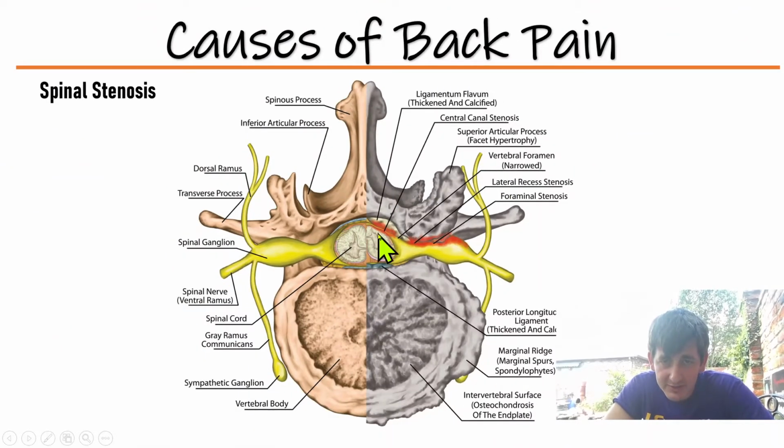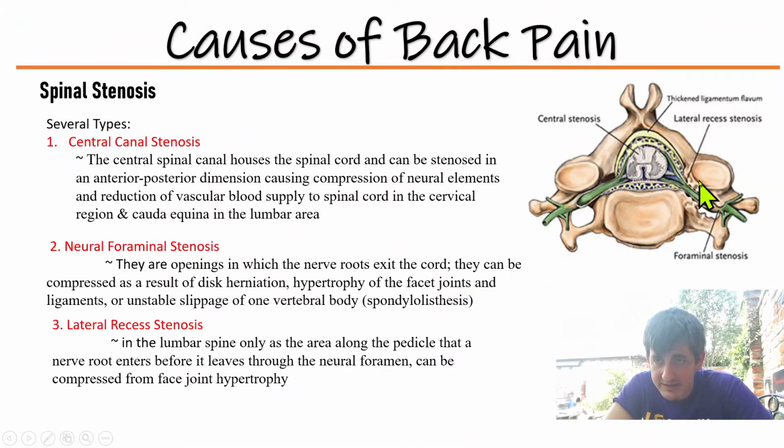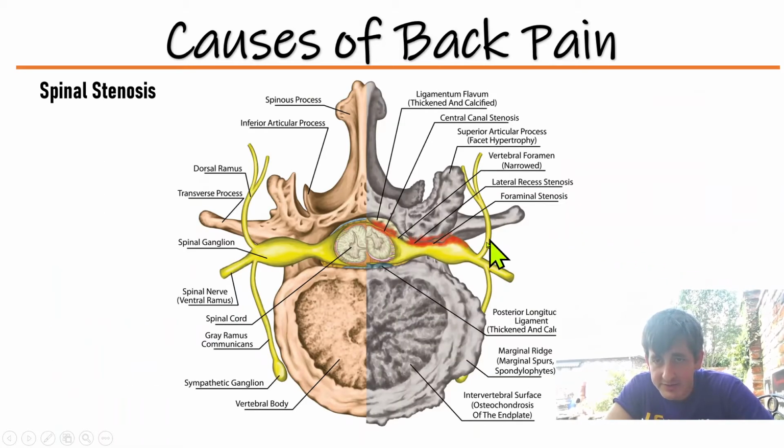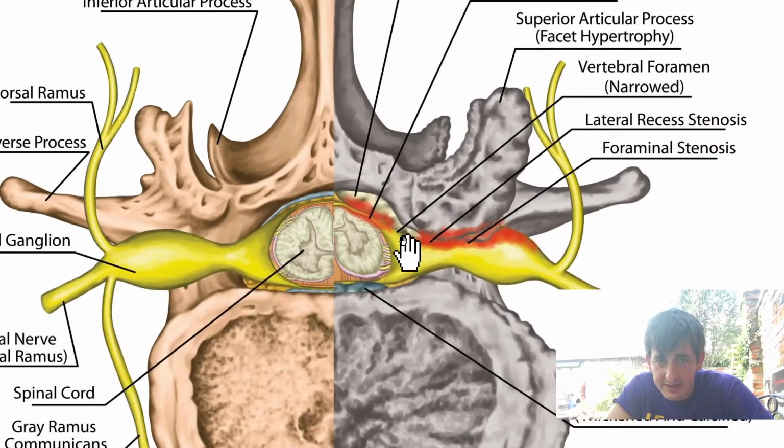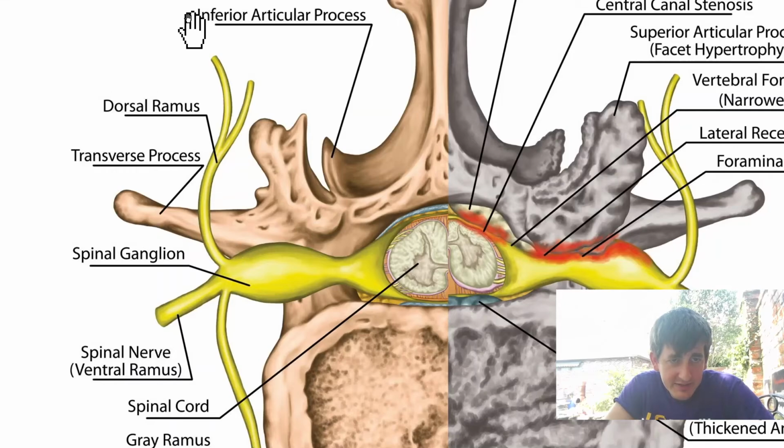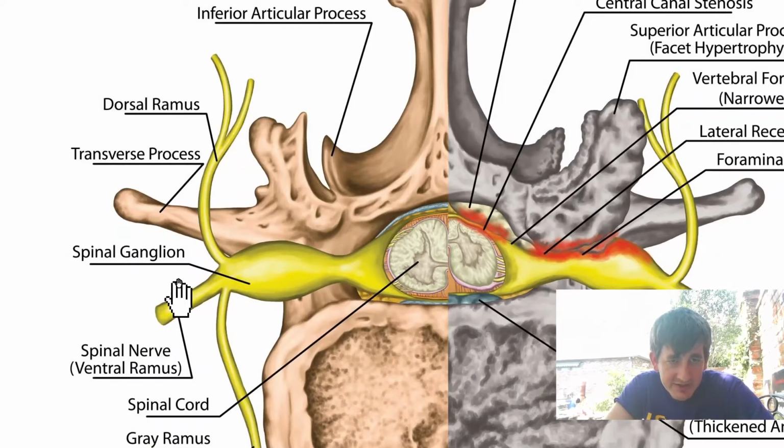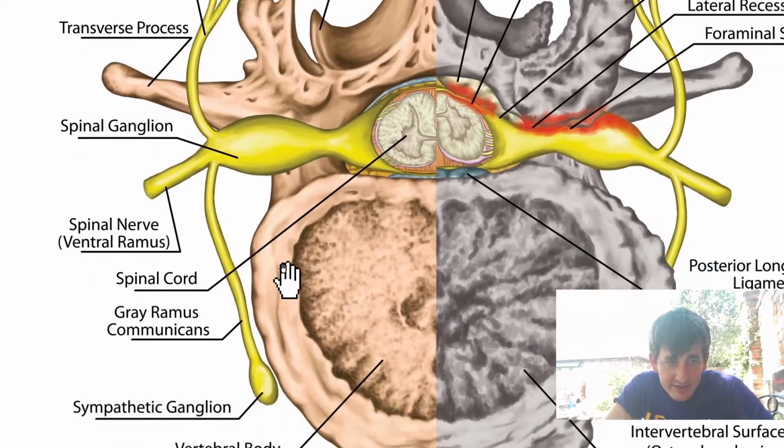Or cauda equina more rarely. Central canal stenosis. Superior articular process facet hypertrophy can smash this, and this would be considered a what? This would be considered a foraminal stenosis, and lateral recess stenosis right here. So it just kind of shows all the different things that can occur. Dorsal ramus going up there, ventral ramus out here, spinal ganglion.